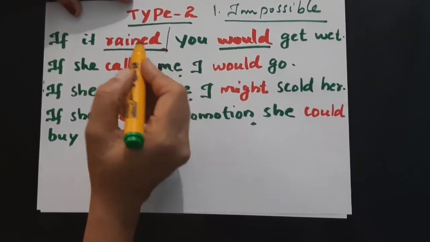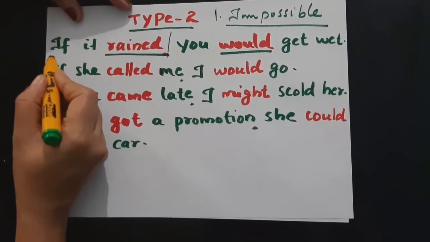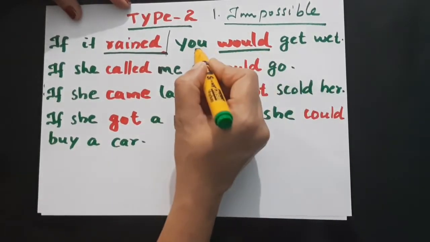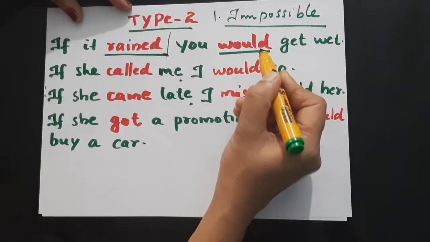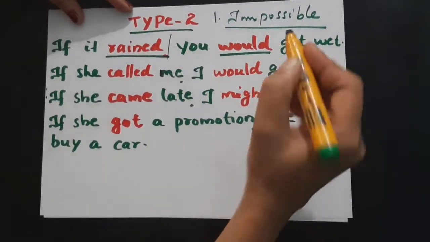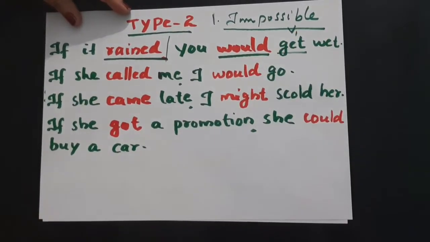You will have the verb in its past tense in the if clause, and you will have the result like this, that is following the subject. You can use either would or should or might or could plus the first form of the verb. Okay, next example.